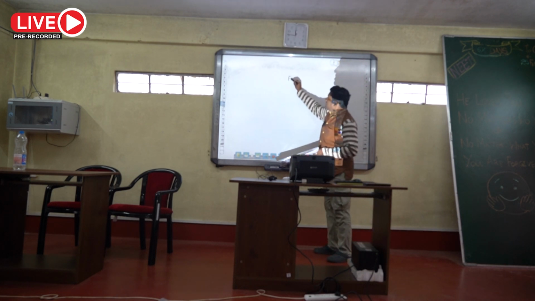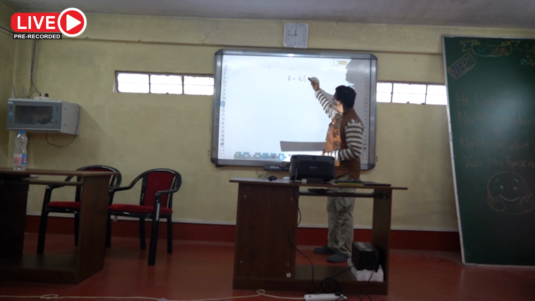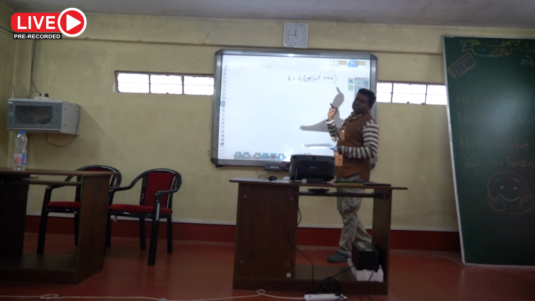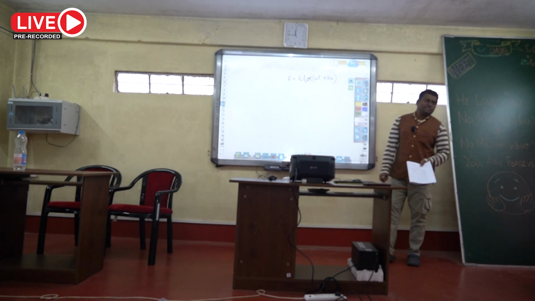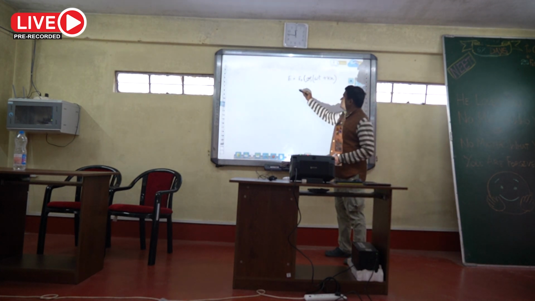See, E is given. So E I can write in this format, E naught cos omega t plus minus, that depends on whether it is going in the positive x direction or negative x direction. So speed of the wave that we can calculate, speed of the wave v equal to omega by k. Okay.